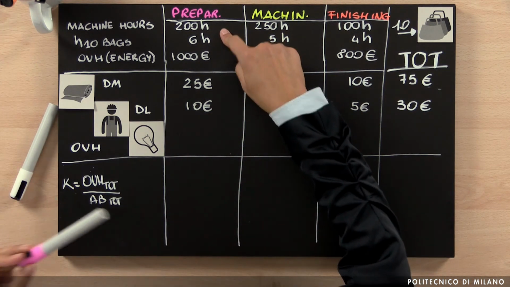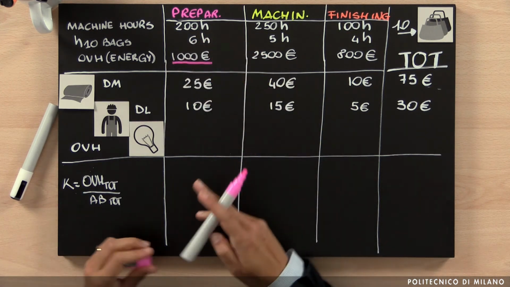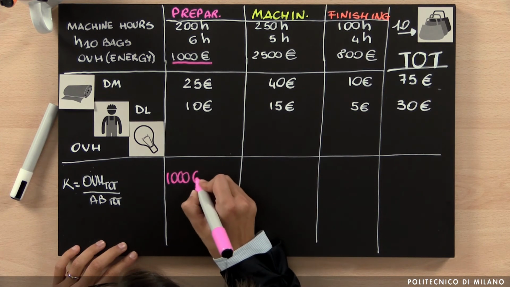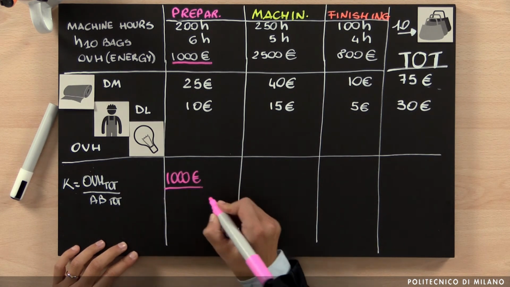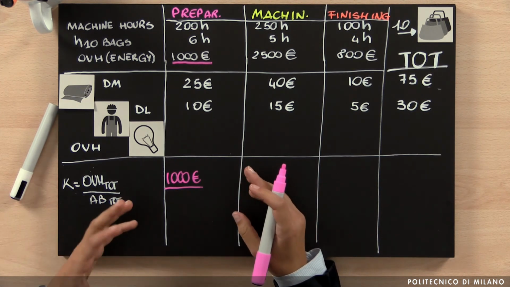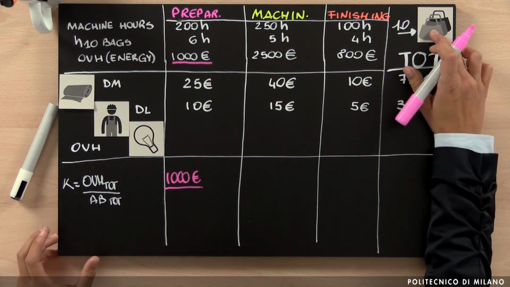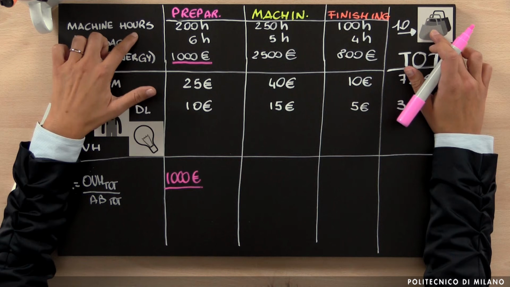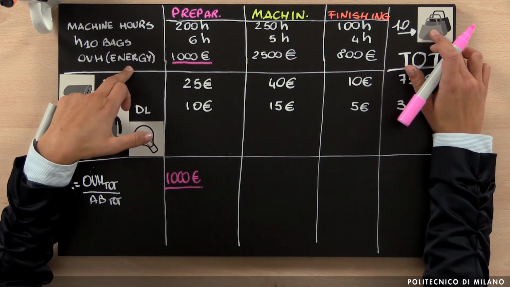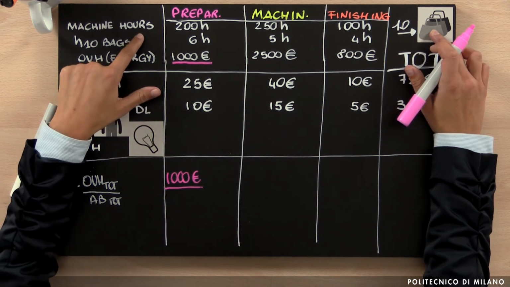Let's start from the preparation department, which is the total overhead that we have. The total overhead in the preparation department is 1,000 euros. So we have 1,000 euros divided by the allocation basis. So which can be the quantity that we can use in order to explain the relationship between the energy and the realization of the bags? It can be the machine hours. The more we are using our machine, the higher the energy that is absorbed by our bags. So our allocation basis will be the total number of machine hours.